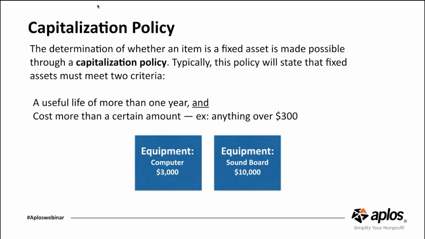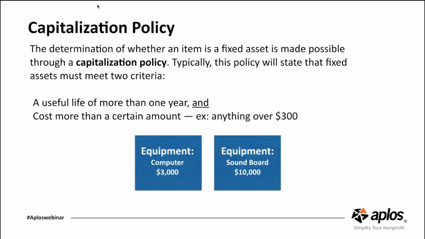How you decide on what a fixed asset is is based on what accounting calls a capitalization policy. And what this is, it's a determination of whether an item is a fixed asset, and it's made possible if it meets a certain threshold criteria. So the two kind of criteria there is the item has to have a useful life of at least 1 year. So more than 1 year, it's going to be used over more than 1 year, and it costs over a certain threshold that you as an organization kind of decide on.